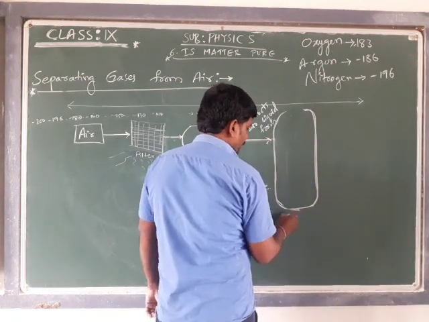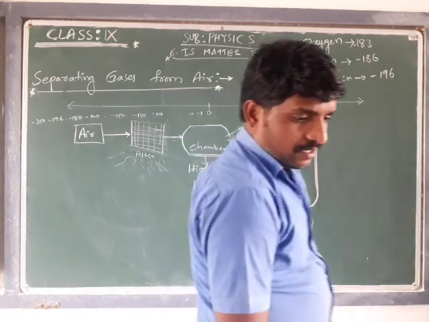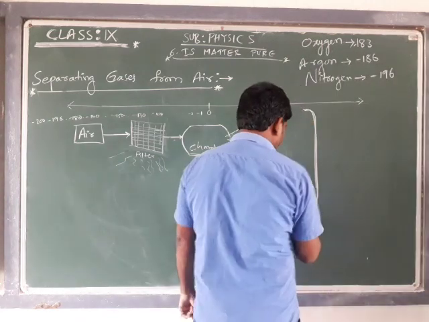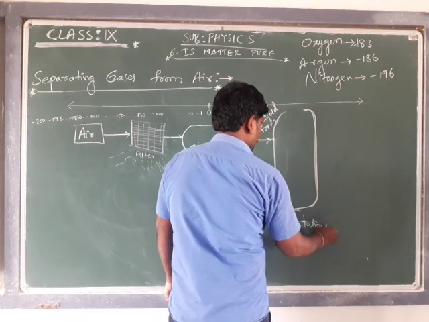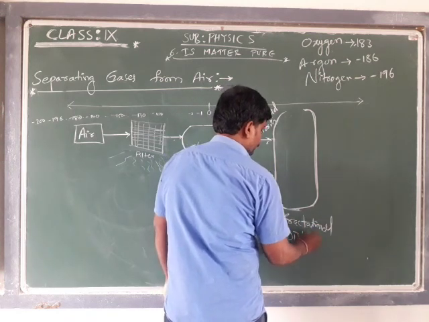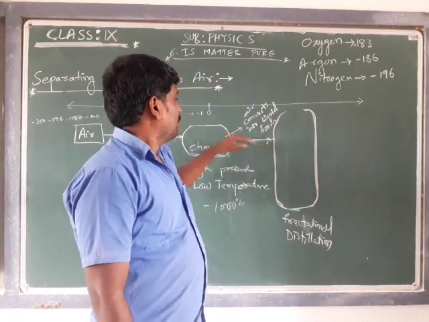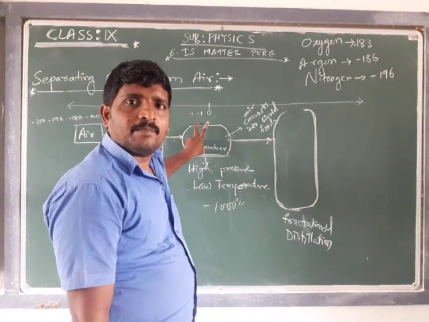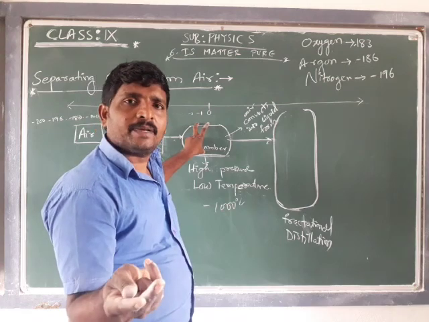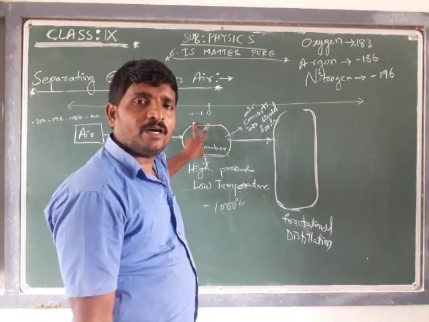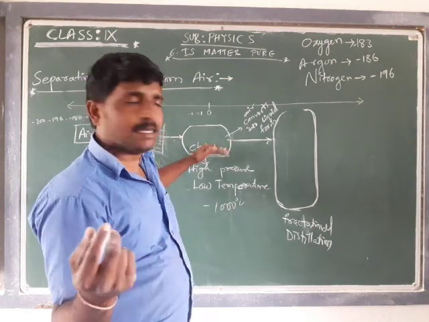This is a fractionating column, or fractional distillation column. It is going to be sent through a fractional distillation column. Air, as it is compressed with high pressure and cooled to low temperature, is converted into liquid form. In this process, carbon dioxide becomes a solid and is separated here itself.